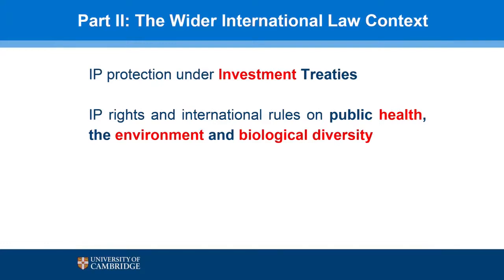The second part of this section will discuss how considerations of protection of public health, of the environment and of biological diversity under international treaties might affect the protection of intellectual property and how it is available in local laws.